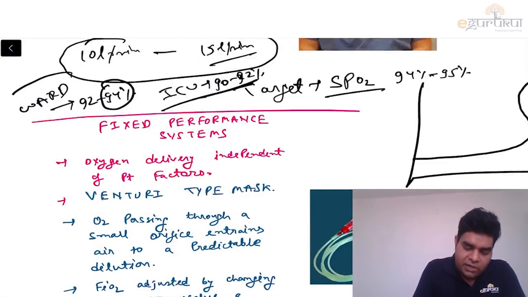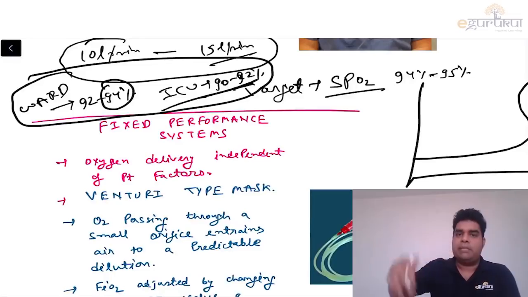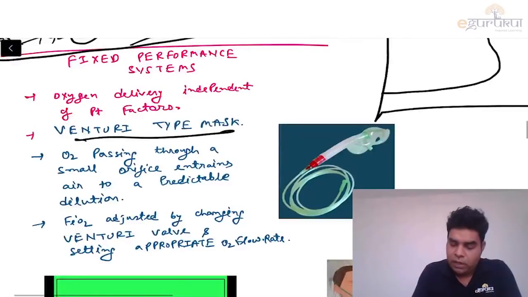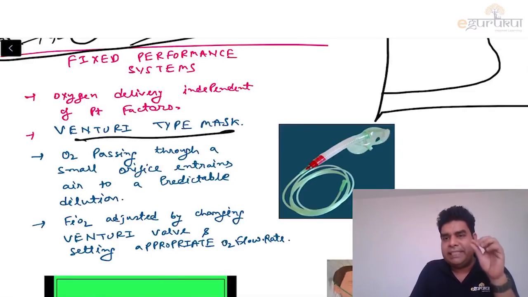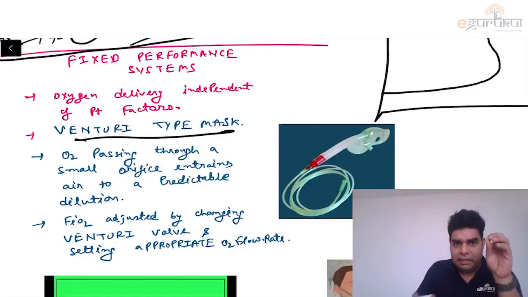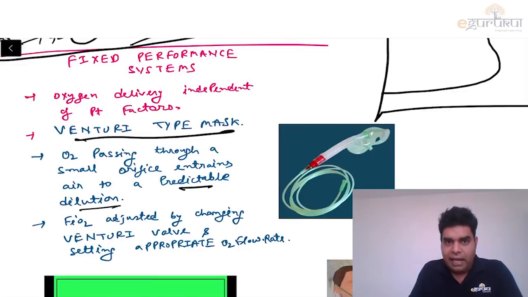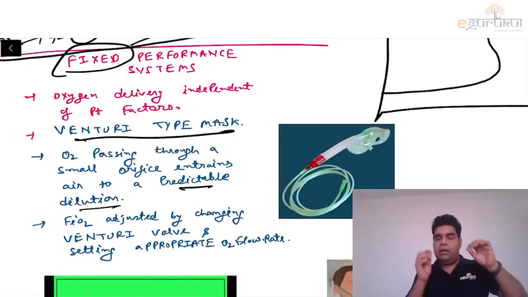So to achieve this target, suppose this target is not achieved by the non-rebreathing mask, what do we do? We go to a fixed performance device. And in fixed performance devices, we have the Venturi type mask. In the Venturi type mask, the flow of oxygen is limited and it is coming through a machine. Okay, so the O2 passing through a small orifice entrains air to a predictable dilution. The dilution is predictable. That is why the FiO2 is fixed, because the amount of air coming in and the amount of dilution with the atmospheric air is also fixed.